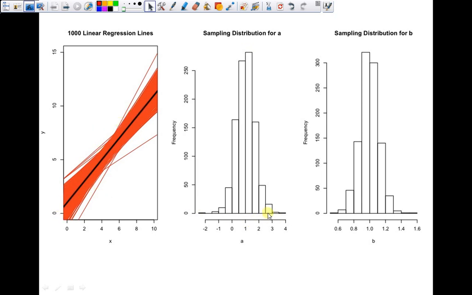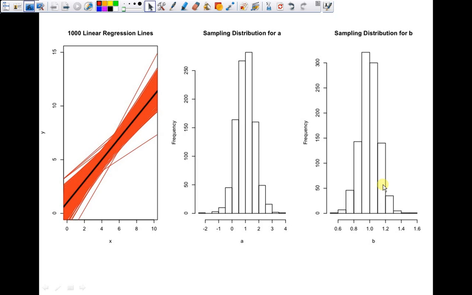Notice that every now and then we do have a negative slope, because this slope is between -1 and 1. That's what this is saying. This is a histogram of the slopes, how many of those slopes there are, and this is a histogram of the y-intercepts.